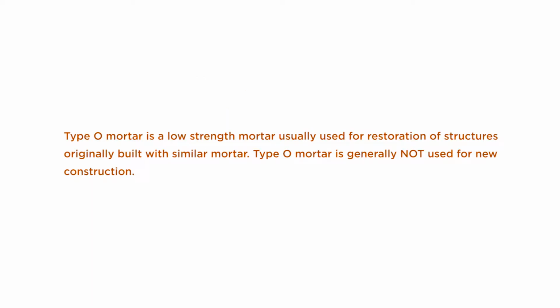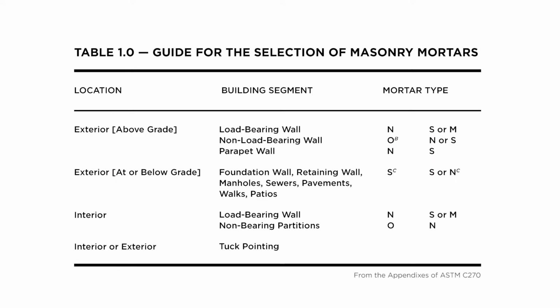Type O mortar is a low-strength mortar usually used for restoration of structures originally built with similar mortar. Type O mortar is generally not used for new construction. Listed below is a very basic guide for architects and engineers on the selection of mortar that has been adopted from ASTM C270, standard specification for mortar for unit masonry. Understanding typical uses can help avoid job site errors of using the wrong mortar type at certain locations. It is common for multiple types of mortar to be used on the same job.